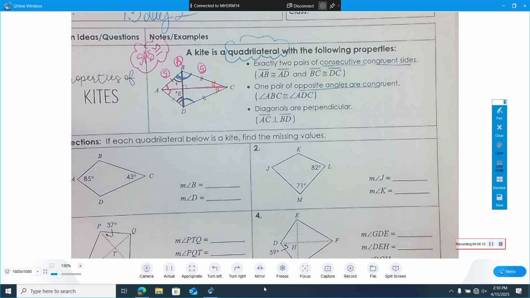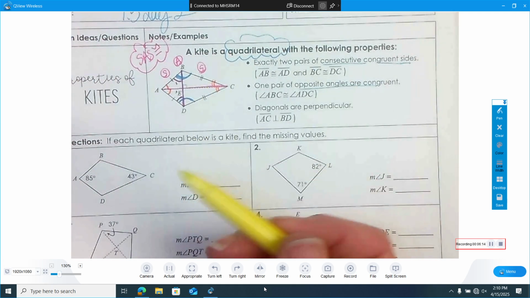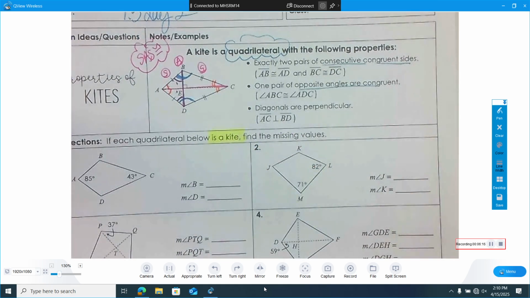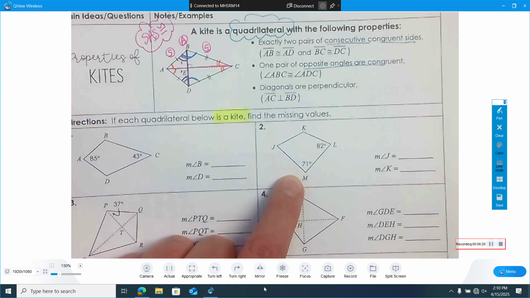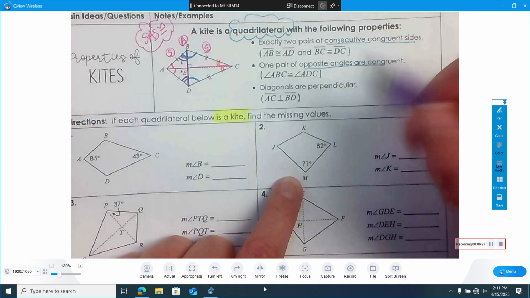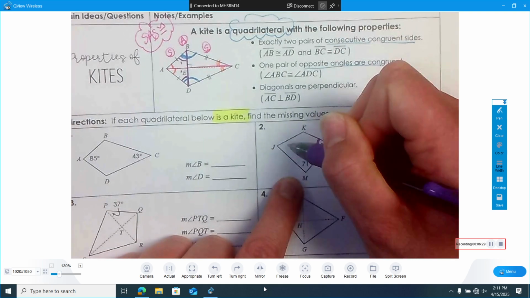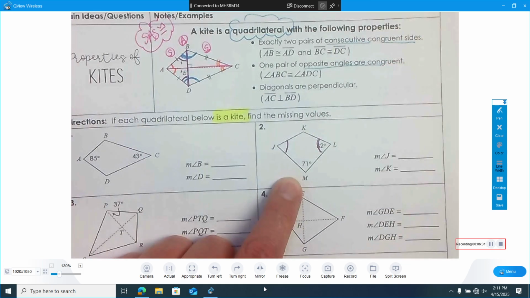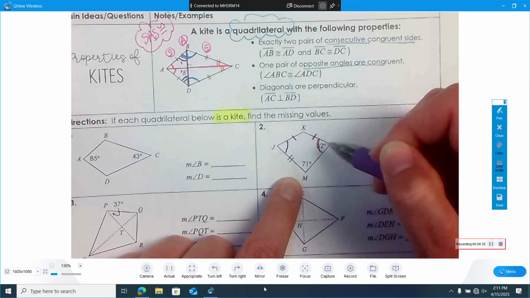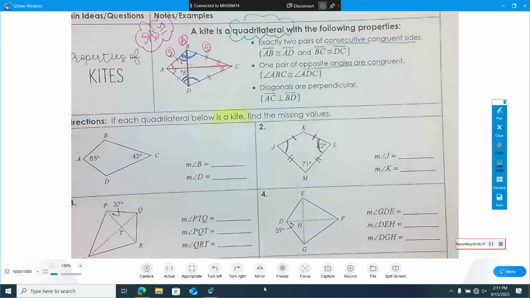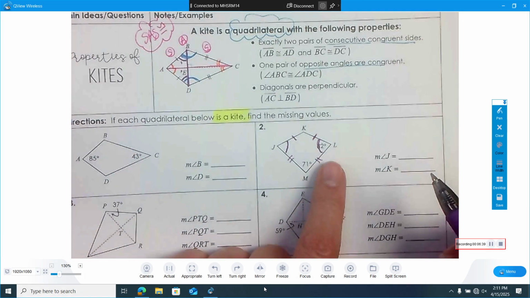So let's look at number 2. Each quadrilateral below is a kite. So when we look at number 2, ladies, what should I mark in this picture to help me out? J and L, yeah, J and L are congruent. Those opposite angles are congruent. KJ and KL are congruent. JM and ML are the same length, but the angle is what matters.